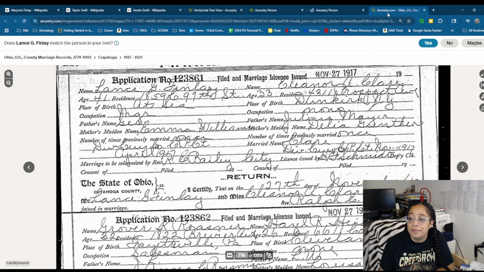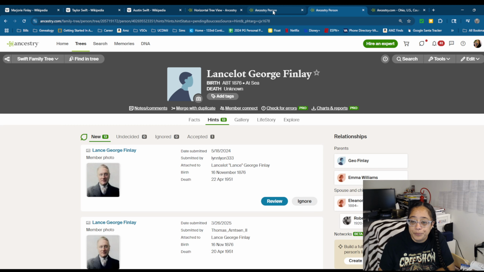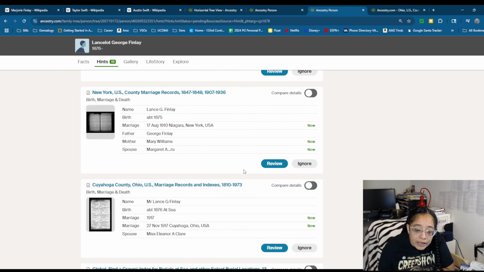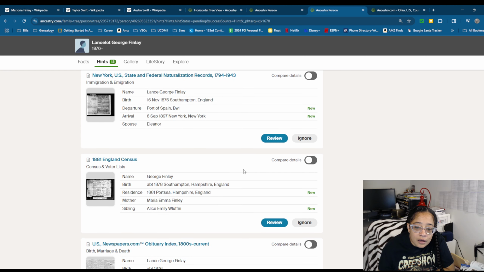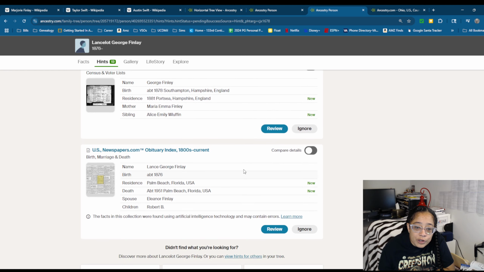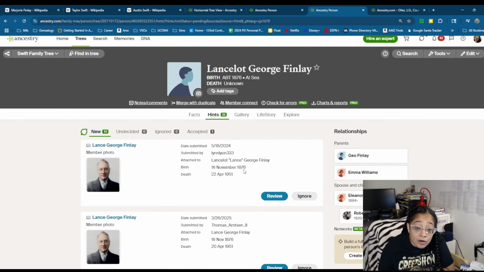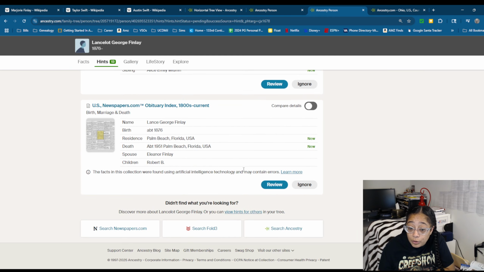Now, I'm going to leave this up because it does have her parents in there, so I just want to make sure. So her married name is Claire, but her maiden name is Myers. So then we're going to go in our hints, and we're going to see, okay, we don't have a death record. However, we do have an obituary.